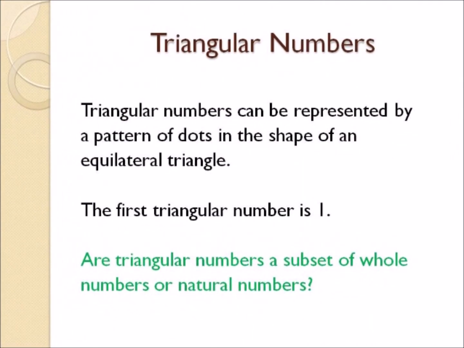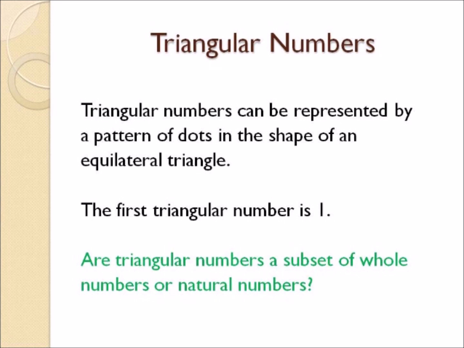Triangular numbers. Triangular numbers can be represented by a pattern of dots in the shape of an equilateral triangle. The first triangular number is 1. Our triangular numbers are a subset of whole numbers or natural numbers. If the first one is 1, then it has to be a subset of natural numbers. No 0 there. And we need to look further at triangular numbers.